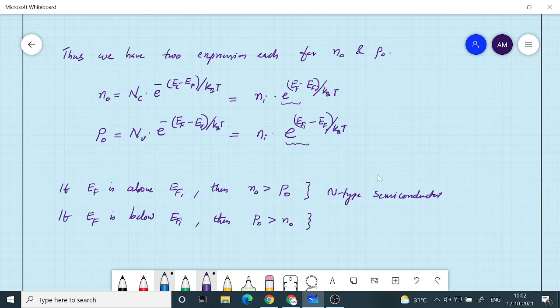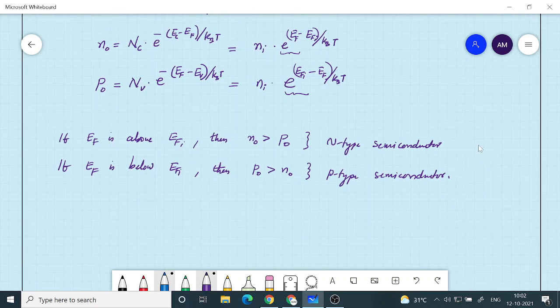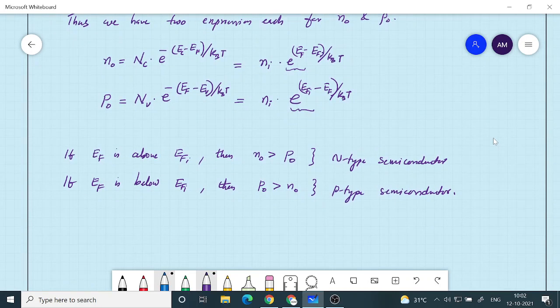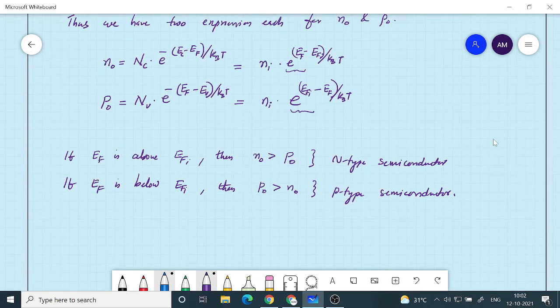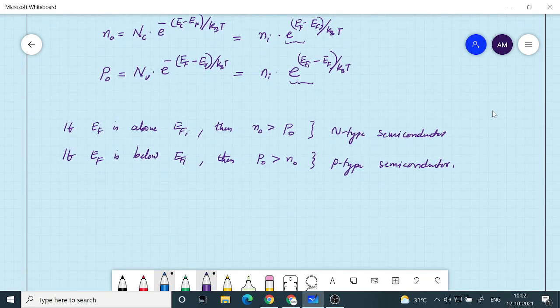For the second type, that is P-type semiconductor. So we are saying that for N-type semiconductors, EF will be above EFI, and for P-type semiconductor, EF will be below EFI. Okay, so that is how, with respect to the EF location, we can say whether it is N-type or P-type.